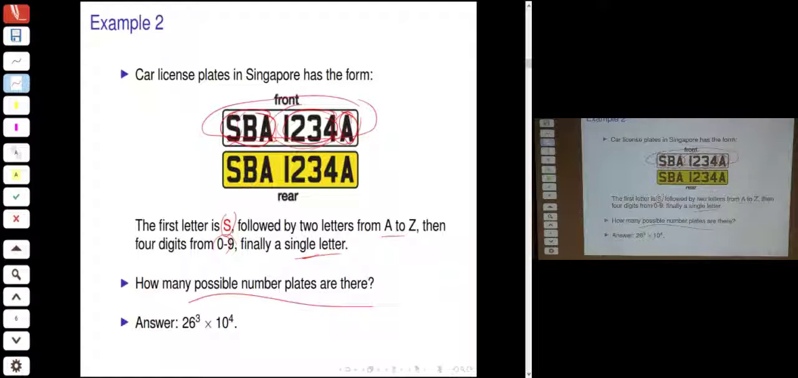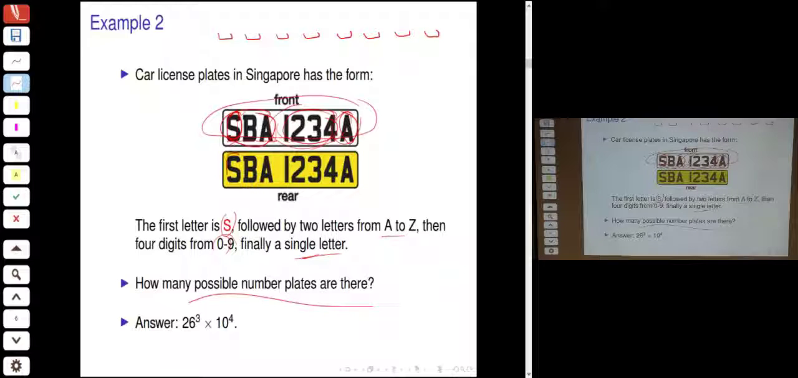The eight characters we will fill up one by one. So how do we do this? So think of the eight characters like this: 1, 2, 3, 4, 5, 6, 7, 8. Okay. So first character is this one.